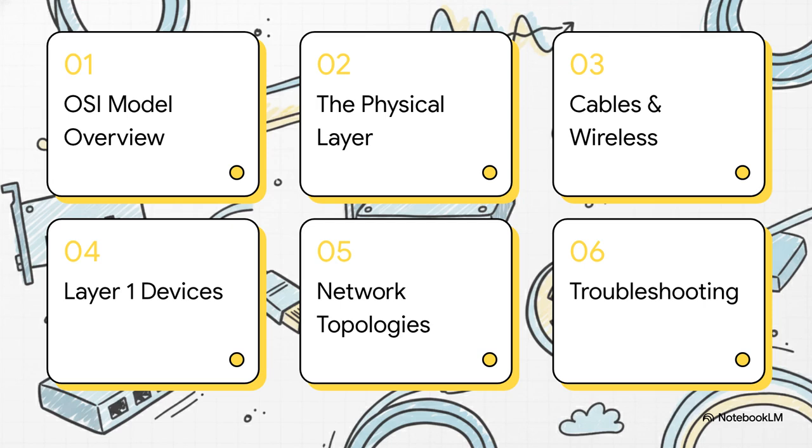Real quick, here's our roadmap. We're going to start with a high-level look at the OSI model, then zoom right in to meet the physical layer itself. From there, we'll explore cables, light, and wireless tech, check out some Layer 1 network devices, map out physical topologies, and finally, wrap up with some real-world troubleshooting.